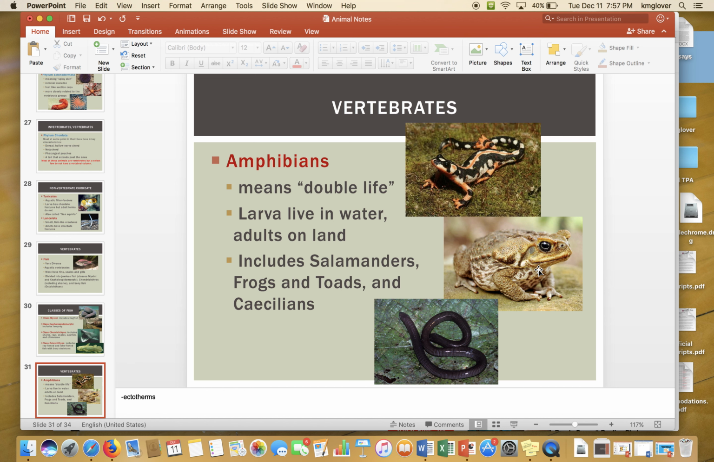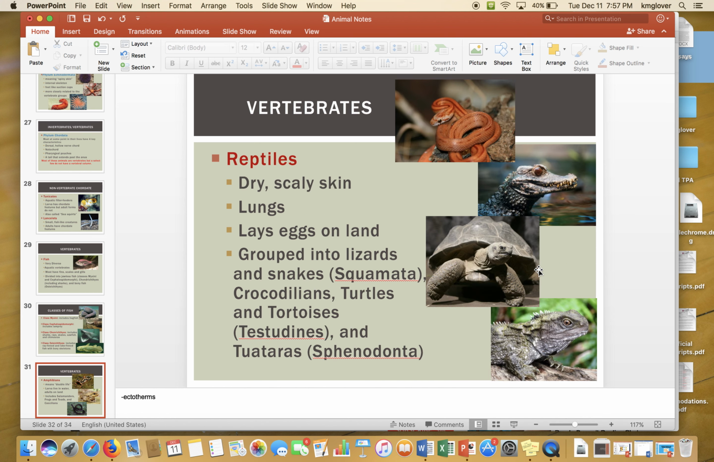Now, they can change it some. Let's say it's a really cold day. Of course, they're going to go out and bask in the sunshine. If it's really, really hot, they're going to find some shade. But those are amphibians.